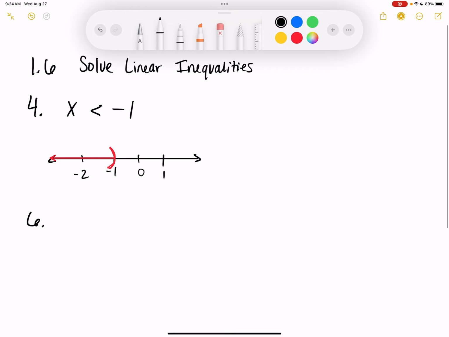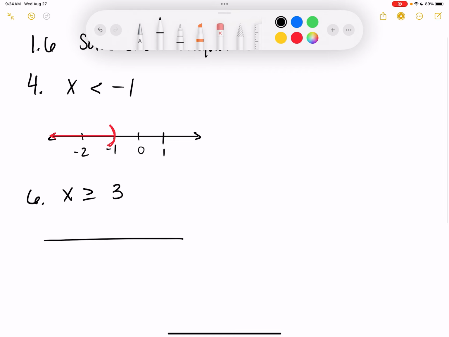Number 6, x is greater than or equal to 3. You obviously don't have to count by ones. You also don't have to put 0 on here. If I wanted to start at 1, 2, 3, and so on, that's also totally fine, as long as you have, say, 3 numbers on there. So this one is x is greater than or equal to 3. That means I'm going to have a bracket at 3 opening to the right, and my arrow is pointing in that direction.